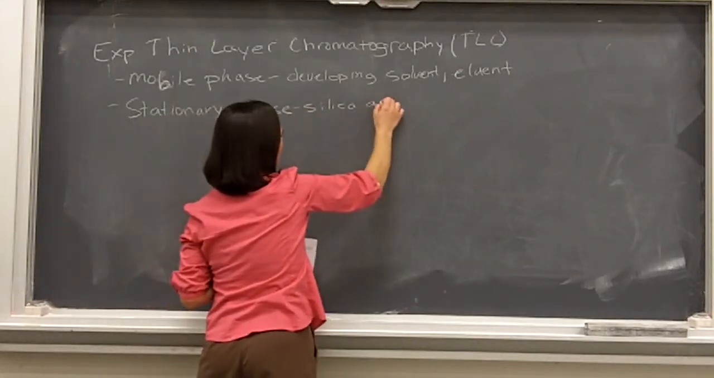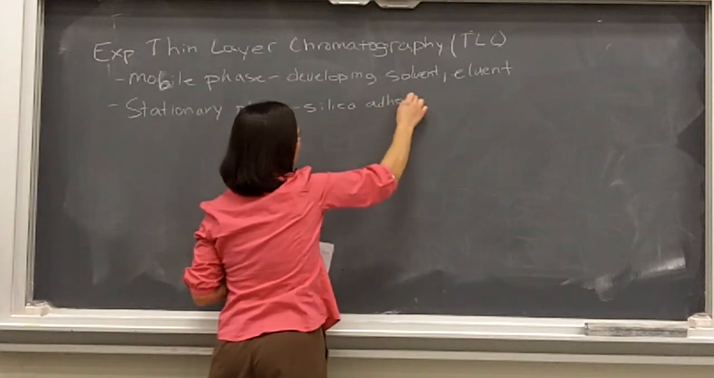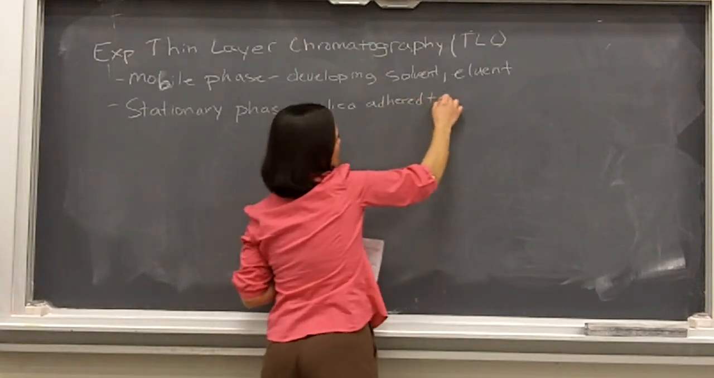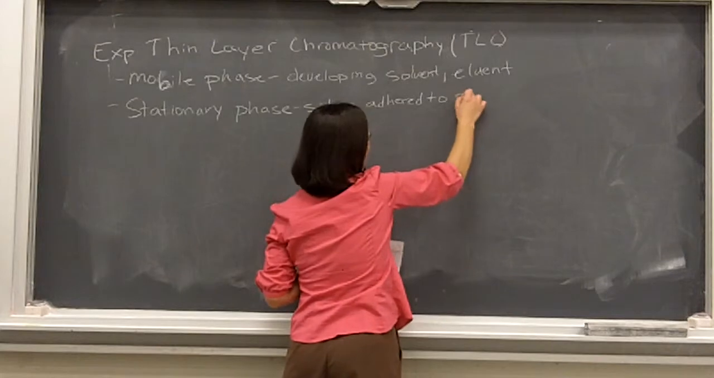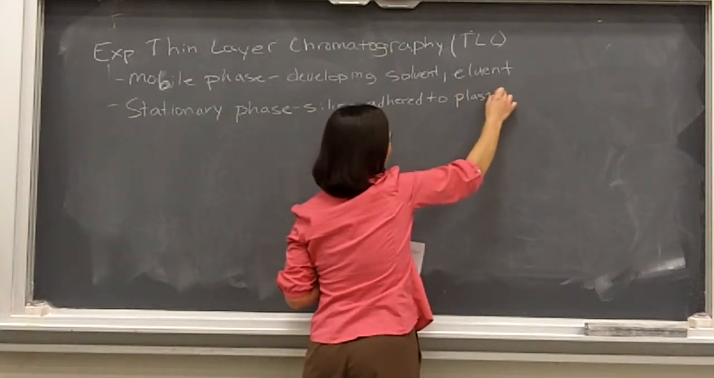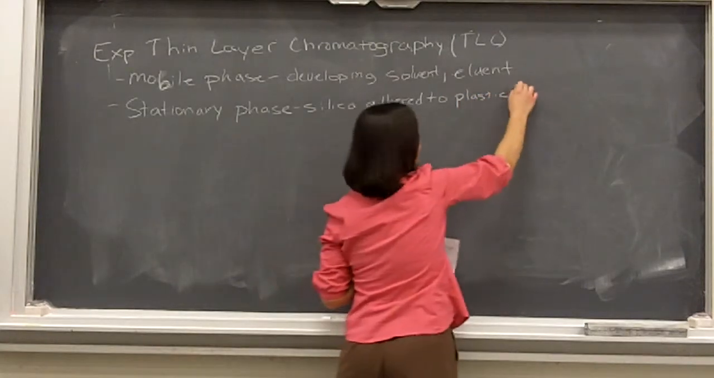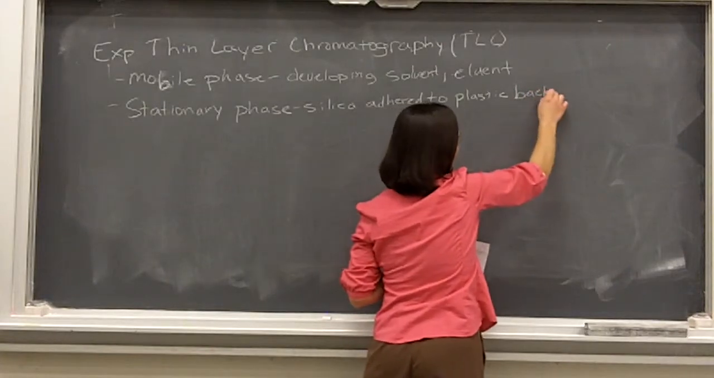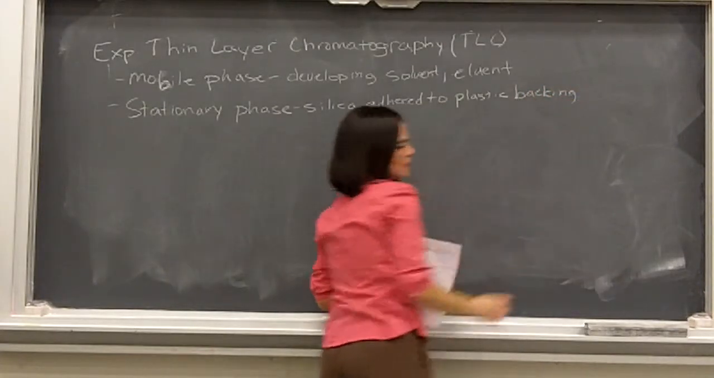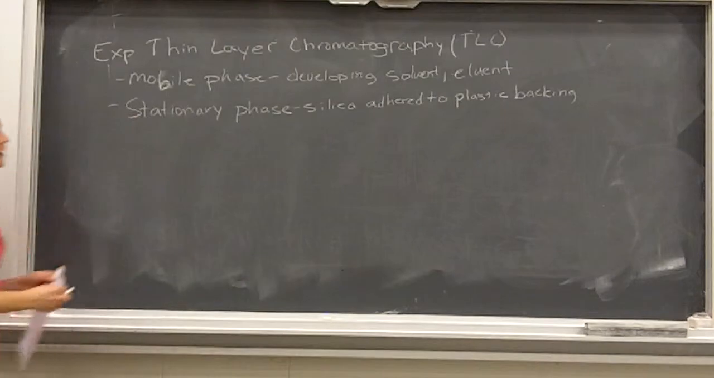which is adhered to some sort of backing material. Ours is a plastic backing, but you could have glass, you could have aluminum. There's different types of materials that the silica could be adhered to, but it's this thin layer of silica, nice white layer of silica adhered to some sort of backing material.